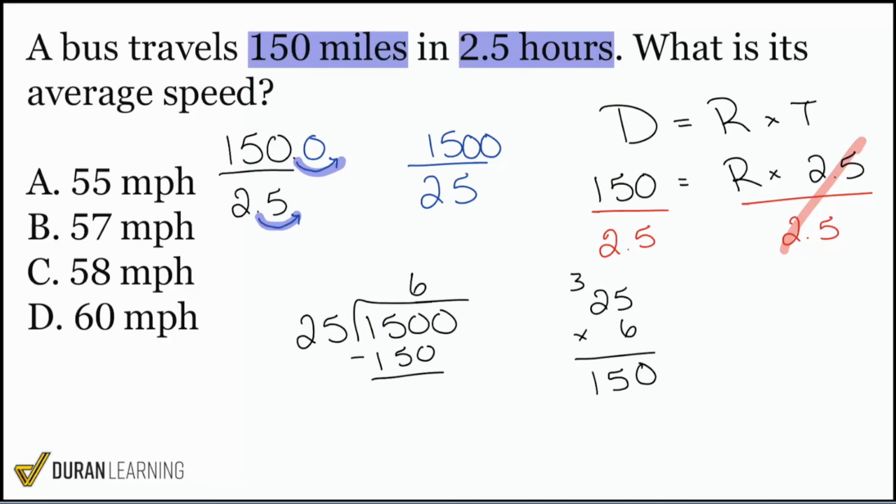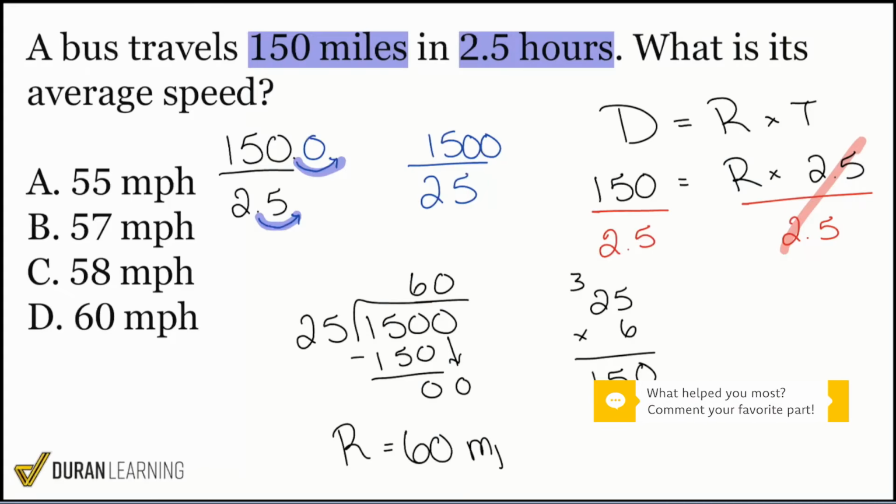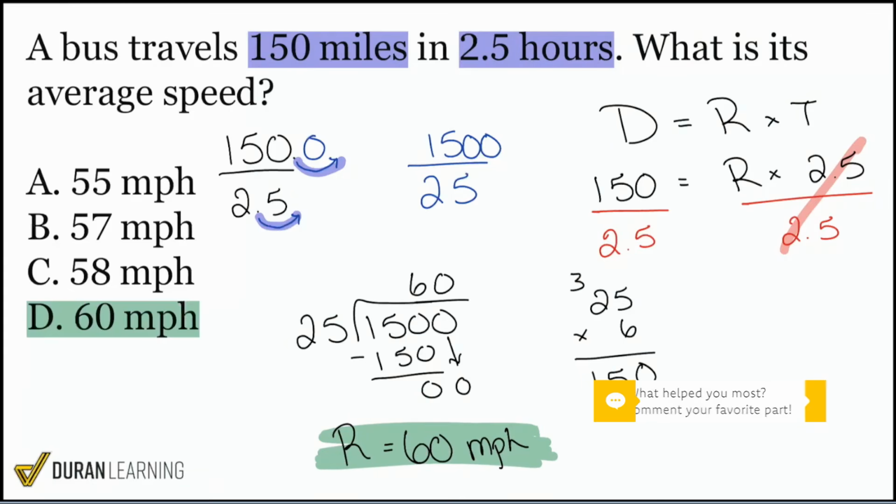We subtract, giving us 0, and then we'll drop that 0, but 25 goes into 0 exactly 0 times. So bam, that's it. We're done. That is our final answer. Our final correct answer here is a rate of 60 miles per hour. There that is. The correct answer is answer choice D.